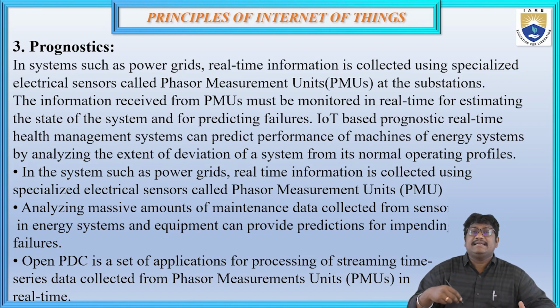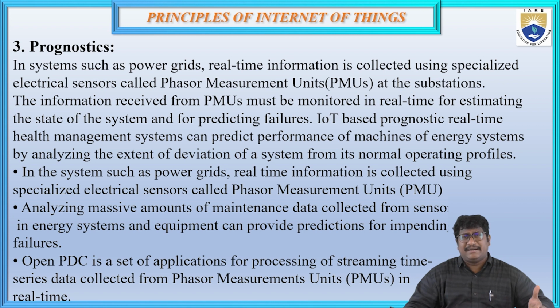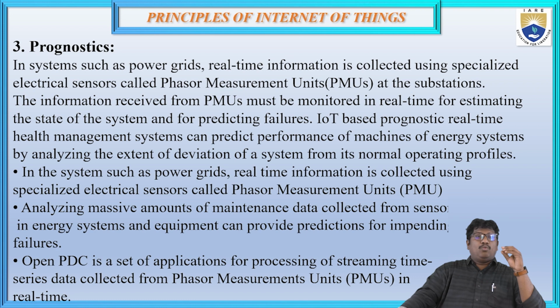The prognostic real-time health management system can predict the performance of the machines as well as analyze the device of the system, and also perform the normal operational phases. Here, what happens in prognostics is that, for example, a power grid is going to be analyzed by us. In this power grid, how much power is generated? Real-time analysis has to be done by using our PMUs, which are phasor measurement units.